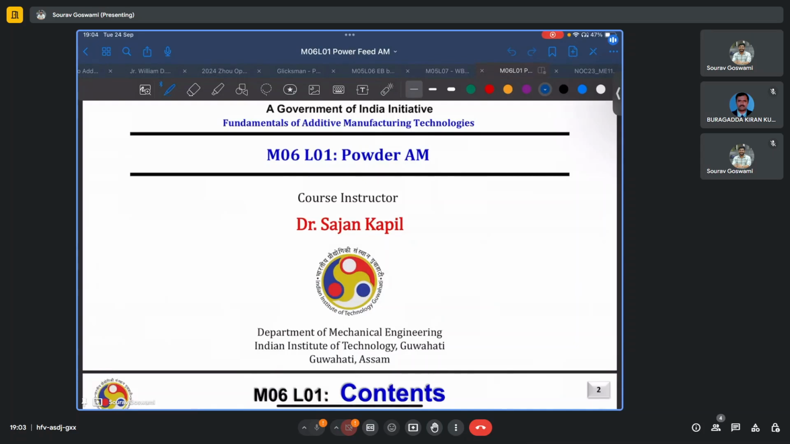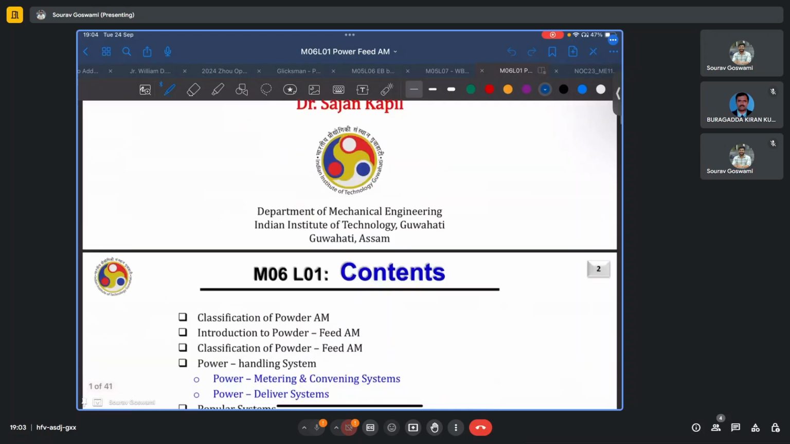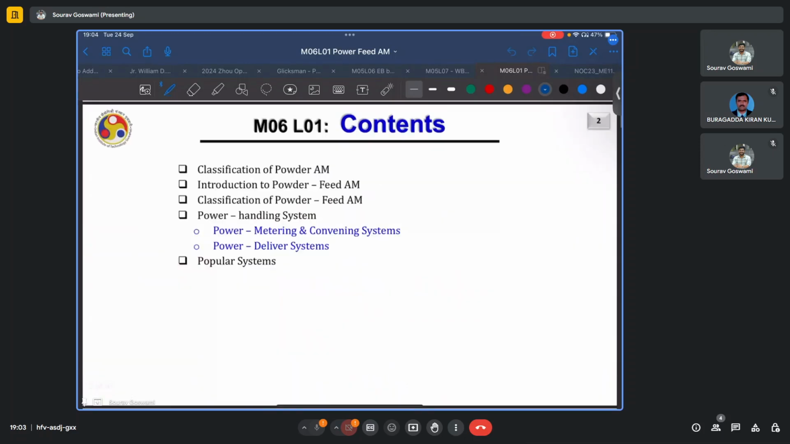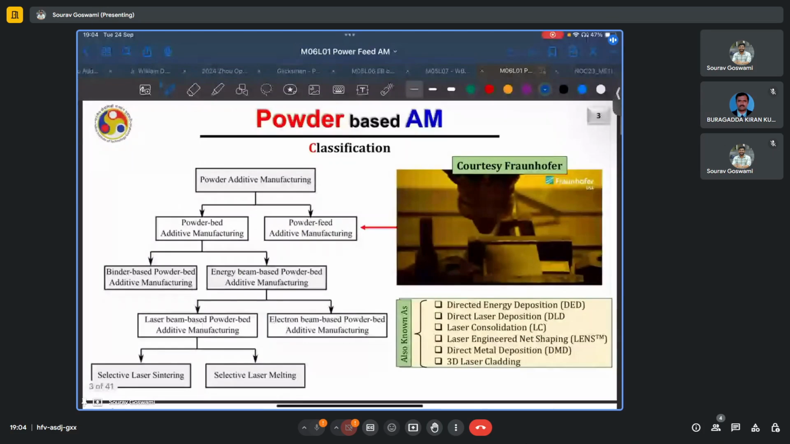And finally, we move over to processes which use powders as the raw feedstock. So powder-based additive manufacturing processes may have the powder either in the form of a bed. So you have this build chamber, a stage similar to your VAT photopolymerization, and in each pass, this layer of powder is deposited on top.